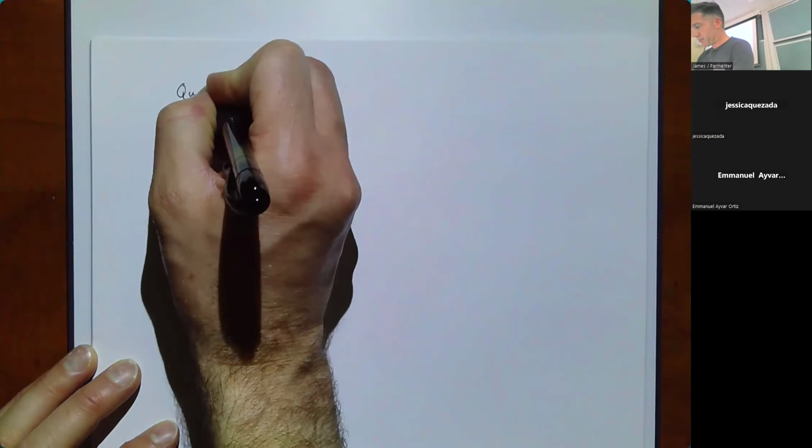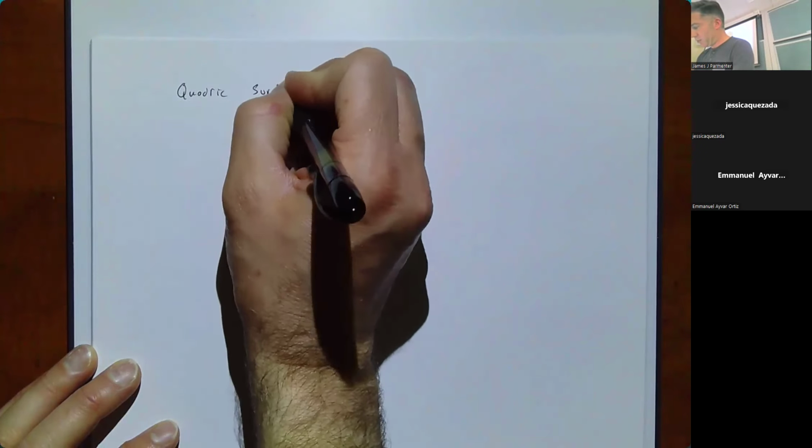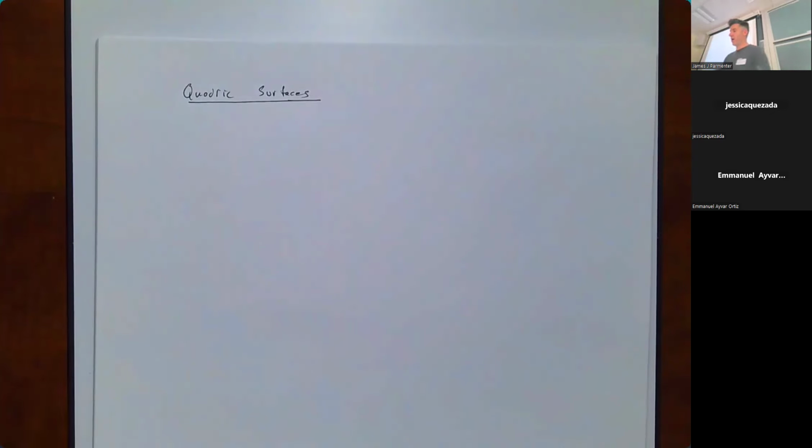So, sketching things, finding traces. Let's talk about some equations of quadric surfaces, which sometimes people mistakenly say is quadratic, but it's actually quadric. There are about 6 of these, and you might have already seen some of them, but let me give you an example of one of them.